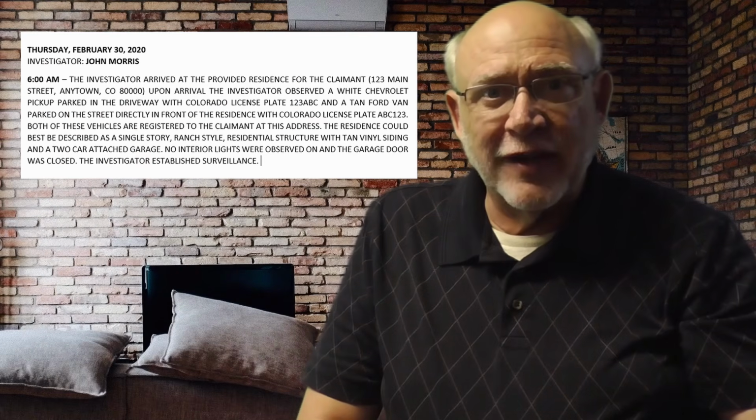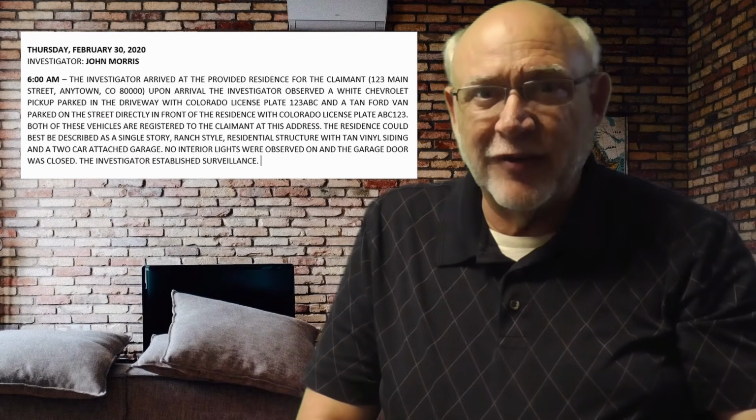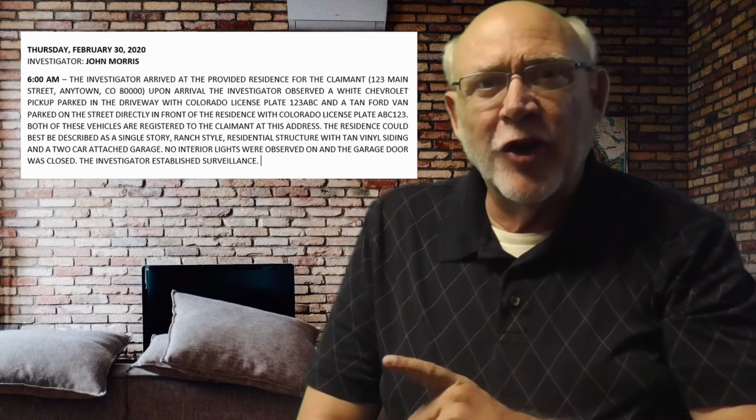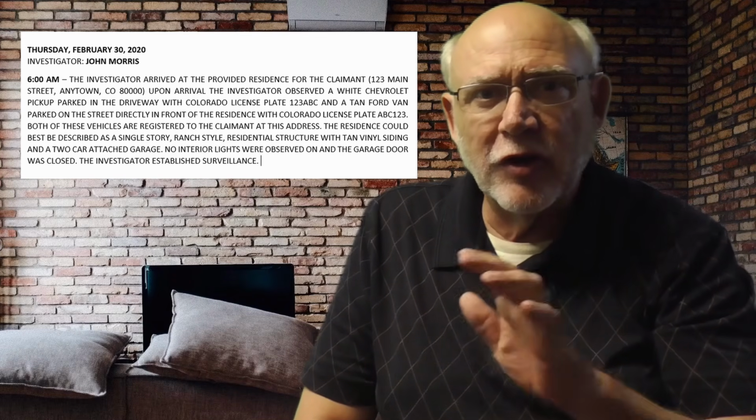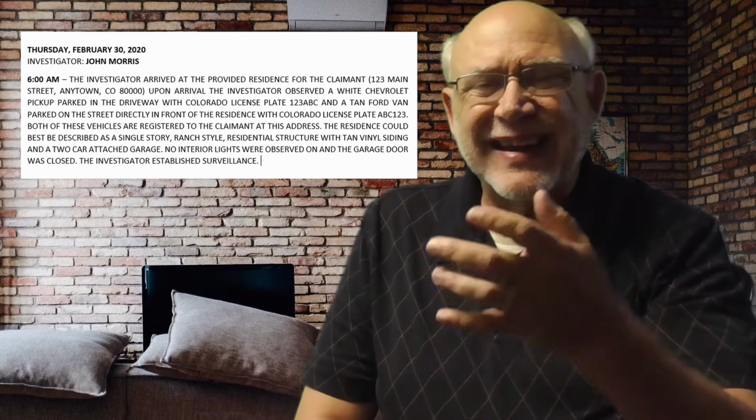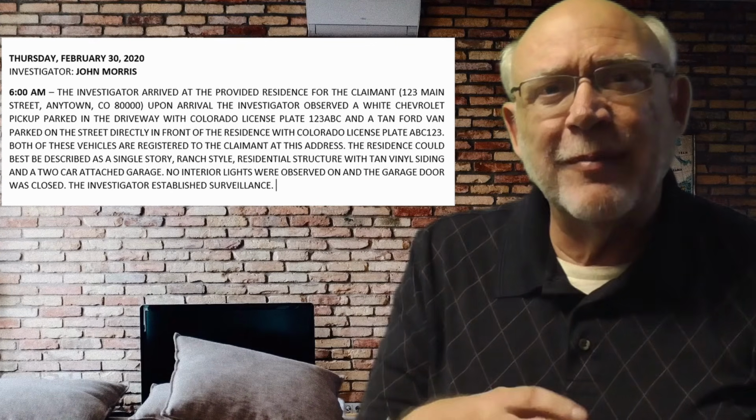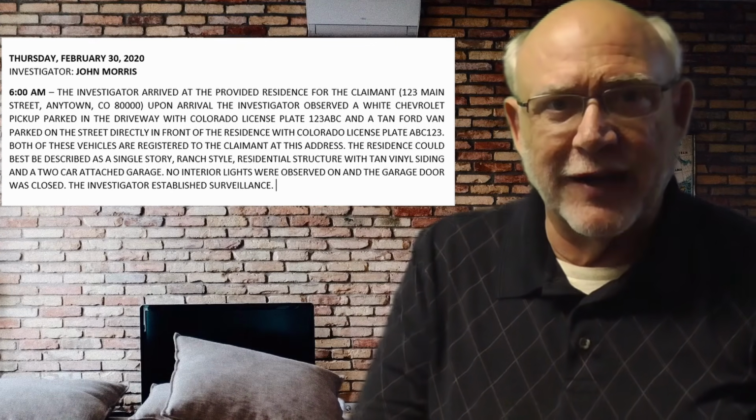After the summary is the actual timeline entries. This is a good way to start the timeline. Thursday, February 30th, 2020. Investigator, John Morris. Now notice the bold fonts. Now you can format it to your liking, but whatever you do, whatever you make bold, make it consistent through your report. The time entries then go next for that day.